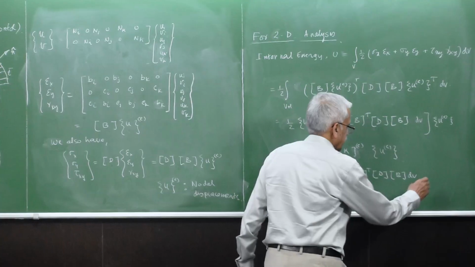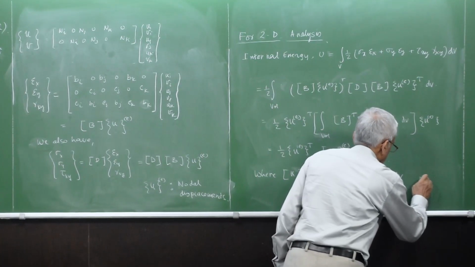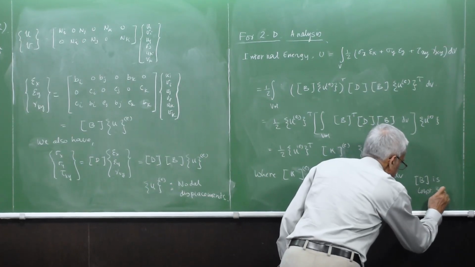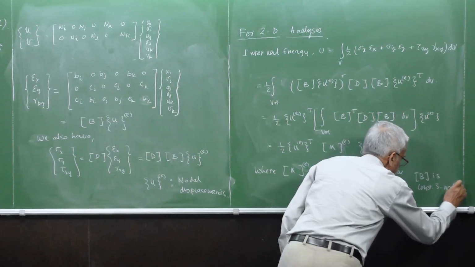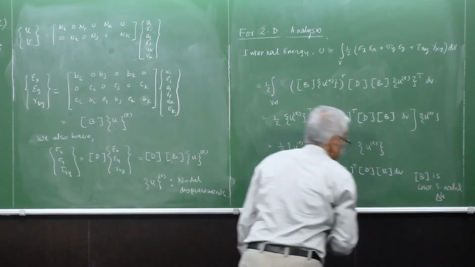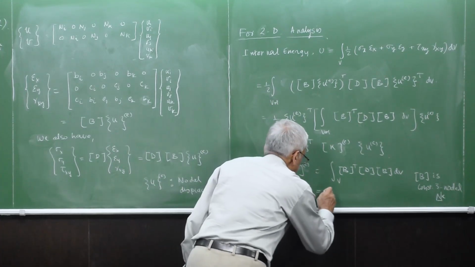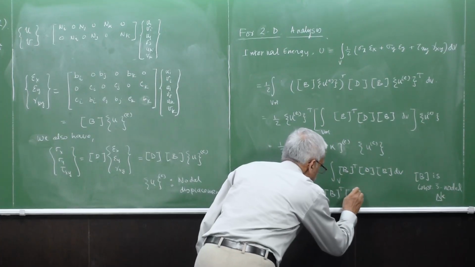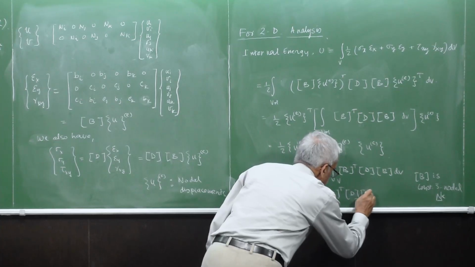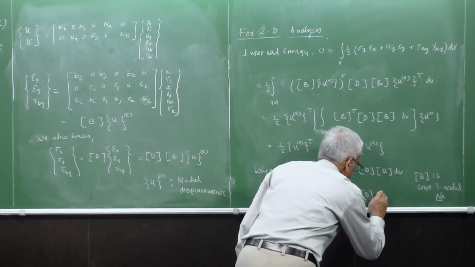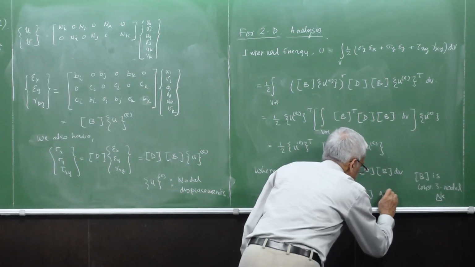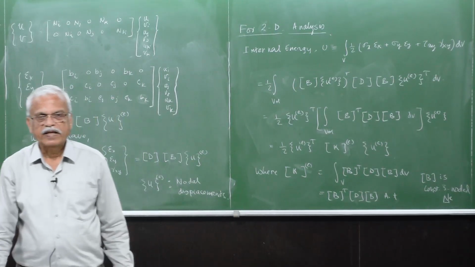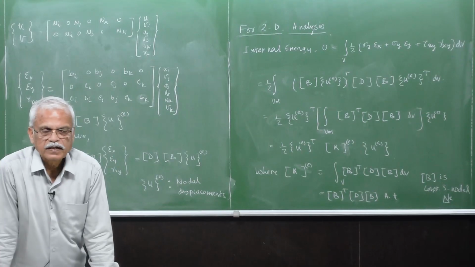So here B is constant for the three-noded triangle. Okay, so once you observe that, we can take it out of the integral, and this volume is nothing but area multiplied by thickness. So this thickness, if you want, you can use as it is for plane stress, or you can take it to be unity in the case of plane strain.